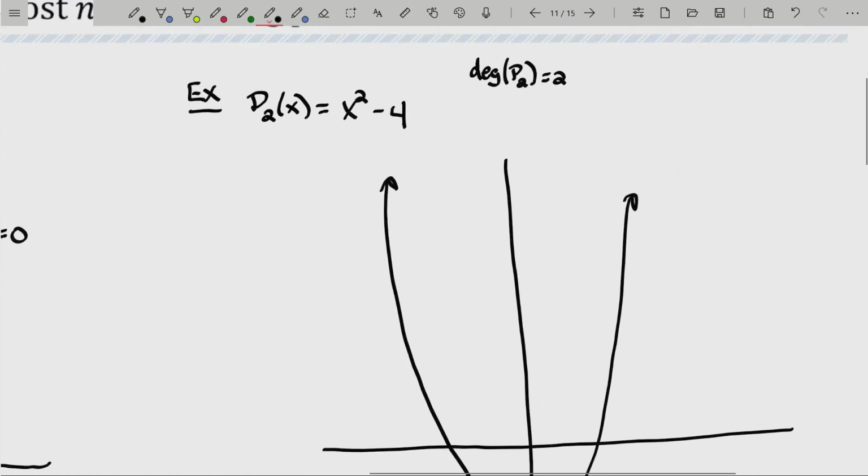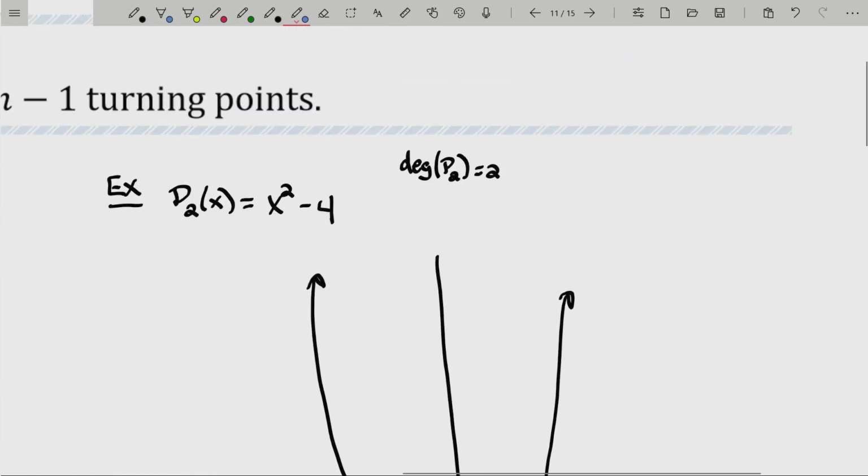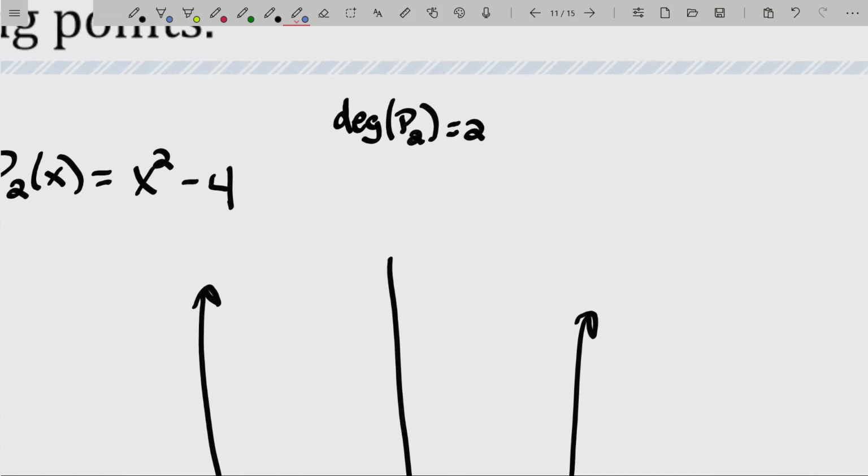Moreover, if you look at the function itself, there is a point where it turns. That point is right there. So it has a single turning point. And if you think about all parabolas, they do have a single turning point. So this kind of is convincing, at least, that a degree 2 polynomial has at most 1 turning point.